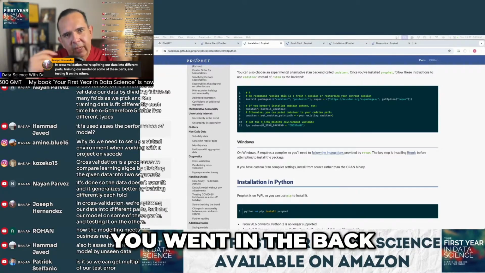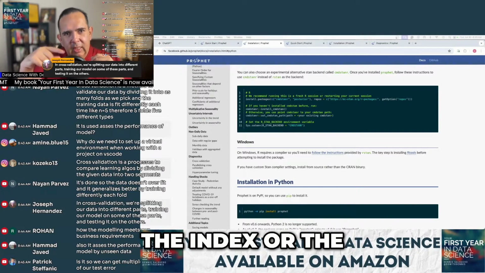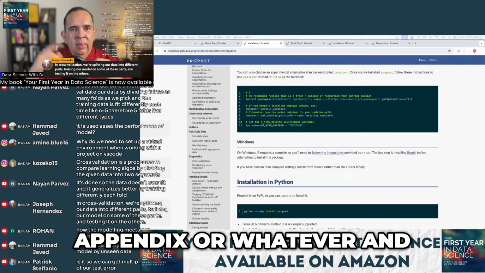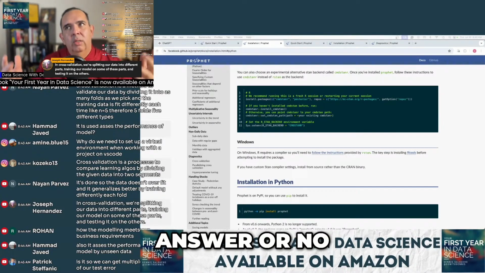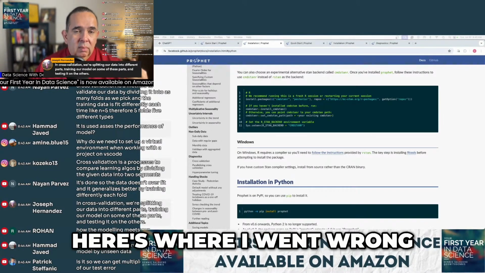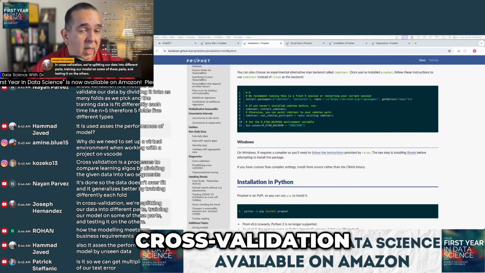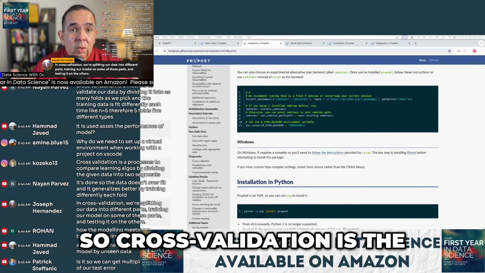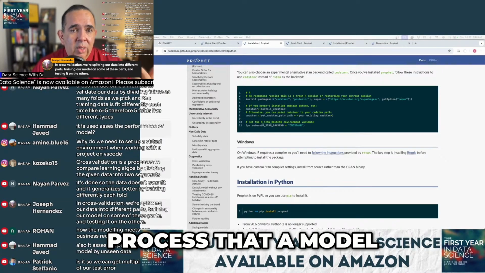And then what did you do? You went in the back, you checked it in the index or the appendix or whatever, and said, yeah, I got the right answer, or no, I went wrong, here's where I went wrong. That was you doing cross-validation, right? So cross-validation is the process that a model goes through to teach itself.